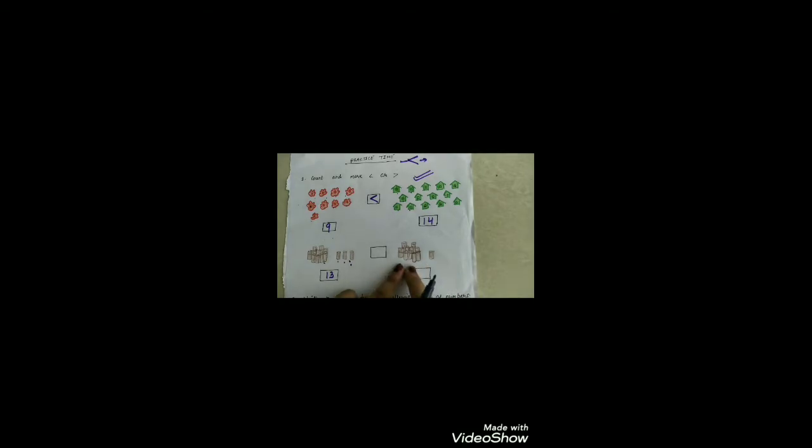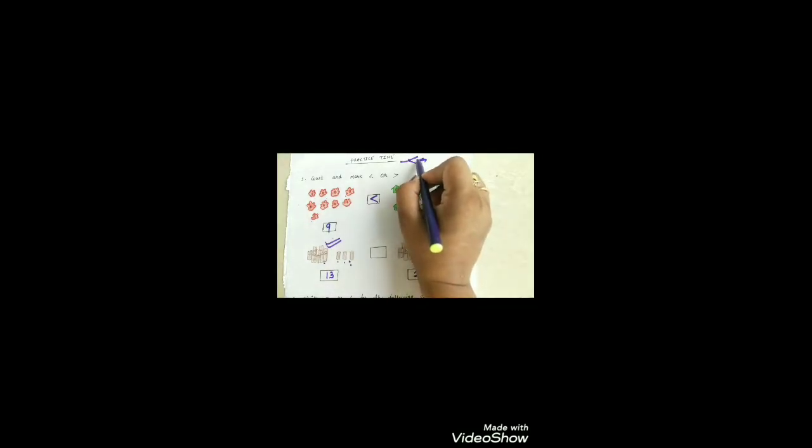Count the next one. Here we also have only one bundle. It means we have only one ten. Correct. And how many units do we have? Only 1. So the number will be 11. Okay. After finding the numbers, we have to put the symbol. So which one is larger? 13 is larger than 11. So how do we put the symbol? This side shows the larger one and this side shows the smaller one. Okay, so put the symbol.